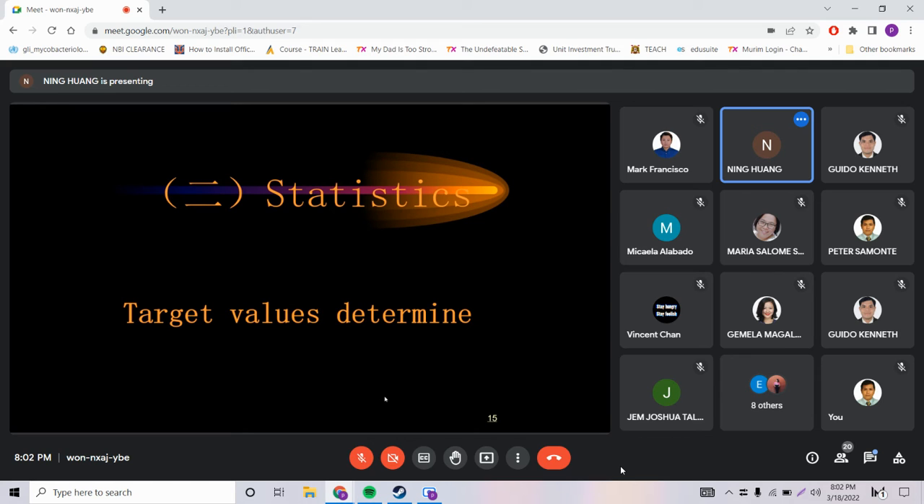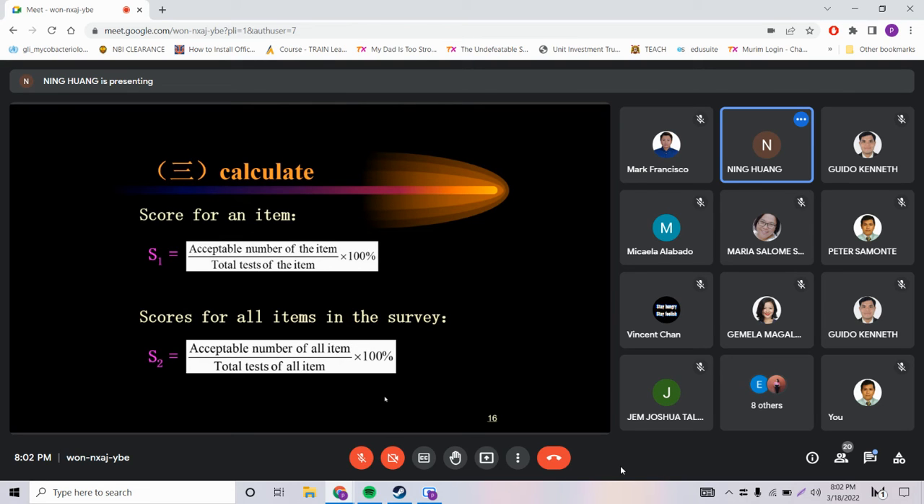Statistics. Target value determining. Calculate the score for the item. S1 equals the acceptable number of the item divided by the total tests of the item. Scores for all items in the survey: S2 equals the acceptable number of all items divided by the total tests of all items.